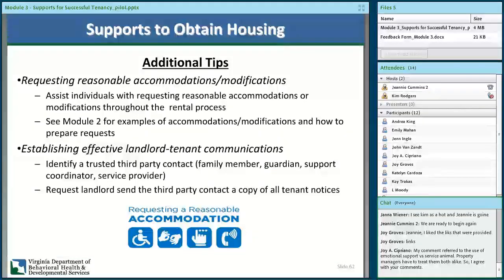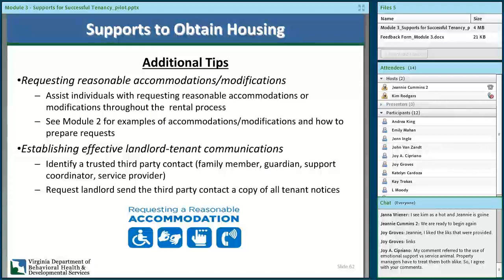Throughout the rental housing process, from application to tenancy, individuals may request reasonable accommodations to a landlord's policies or reasonable modifications to a unit or building where they are approved to rent. The Community Housing Guide is responsible for assisting individuals with preparing and submitting requests for reasonable accommodations and modifications. If you need a refresher on examples of reasonable accommodations or modifications that people with disabilities may need in housing, or how to prepare a request to a landlord, see Module 2.